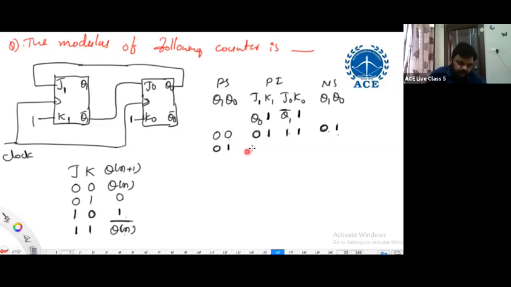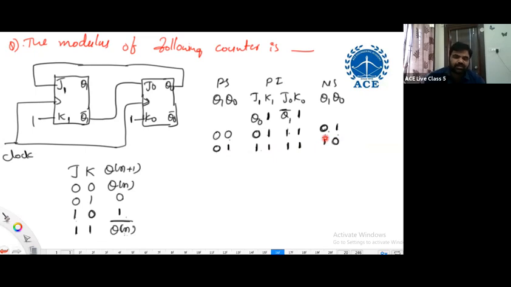Then again, Q0 is 1, K1 is 1. Q1 bar, sorry, Q1 bar, 0 bar is 1, K0 is 1. So J1, K1 is 1, 1, which means Q1 has to complement. So 0 complement is what? 1. And J0, K0 is 1, 1, which means Q0 has to complement. 1 complement is 0. Any questions?